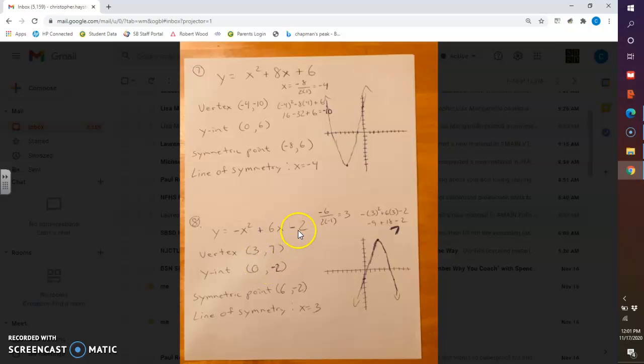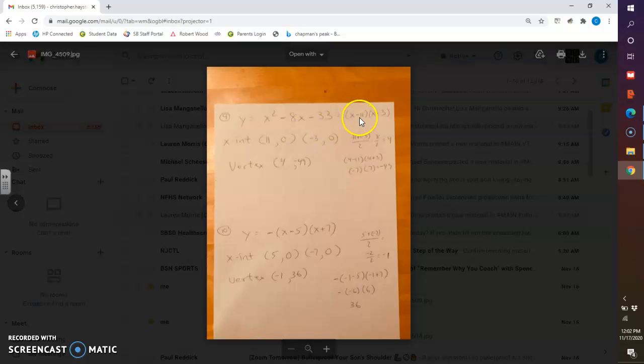My y-intercept is my C term, 0, negative 2. And therefore, my symmetric point, I went left 3 from the vertex. I need to go right 3 from the vertex, so it's 6, negative 2. My line of symmetry is x equals 3. It's always the x value of the vertex. And I'm using 0, negative 2, 6, negative 2, and 3, 7 is my vertex to graph my parabola.